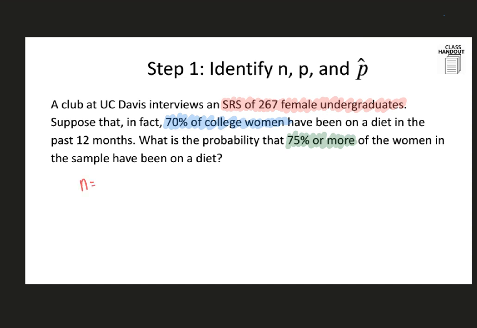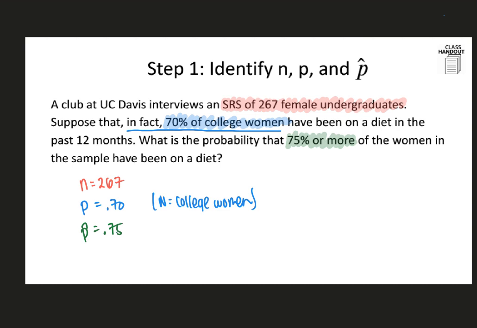All right, so identifying N. N is our sample size, so that's going to be 267. P is our population proportion, so it says in fact 70% of college women, so that's going to be 0.70, which also tells us that our population is college women. Since we know that parameters describe the population. And then lastly, P hat, in this case, is going to be 0.75 because it says 75% or more of women in the sample. So we know that that is a statistic because it describes a sample.